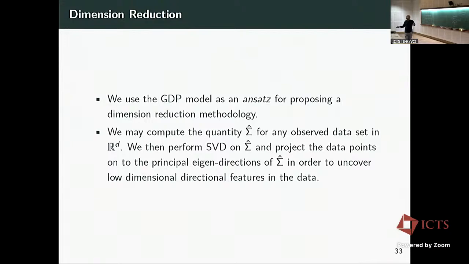So what we do is very simple. If you give me any data points x1, x2, ..., xn, I can compute that sigma hat, which was there on the slide a few slides ago, because it's just a matrix. And then we perform SVD and project the data points onto the principal eigendirections of sigma hat. In particular, the idea is that if there is one principal direction, like here, then the topmost eigenvector of sigma hat should capture this.